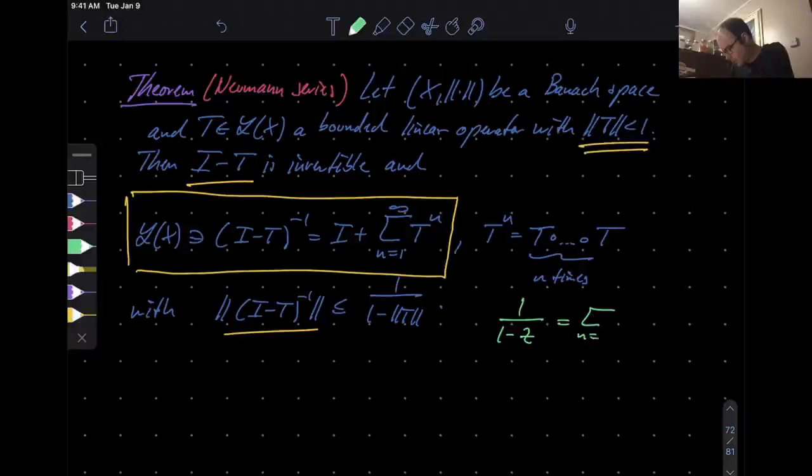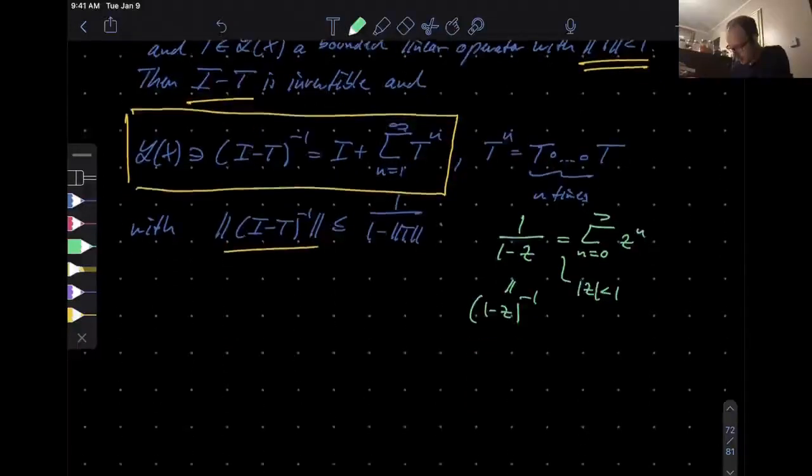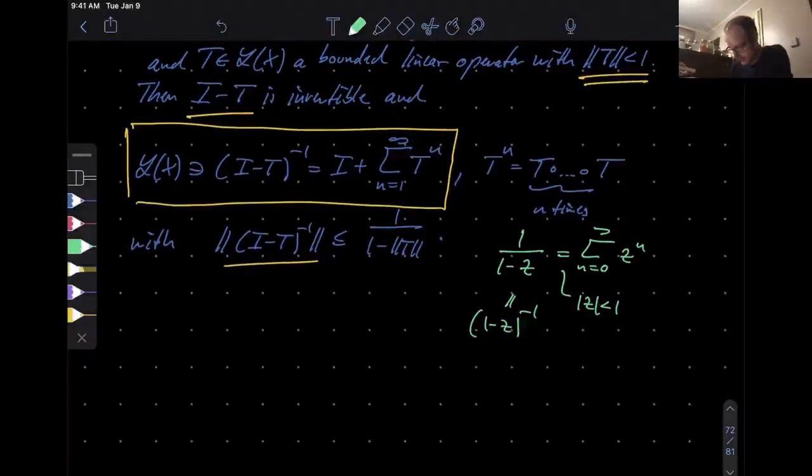So that guy here, the sum over n from 0 of z to the n, and if you write this as 1 minus z to the power minus 1, you can clearly build the bridge. And this here is valid when z in complex modulus is less than 1. This is the analog. The Neumann series is simply the analog for operators. It's a harmless result, it's easy to prove, and we will use it later on.